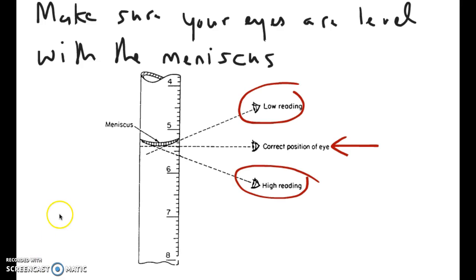Another quick point to make here is the positioning of your eyes relative to the meniscus. Remember that you have to look at the meniscus directly at the same level. You don't want to look at it above the level of the meniscus or below the level of the meniscus, because that's going to give you an error associated with the position of your eye. So you want to make sure that you're looking at it straight on or on the same level.